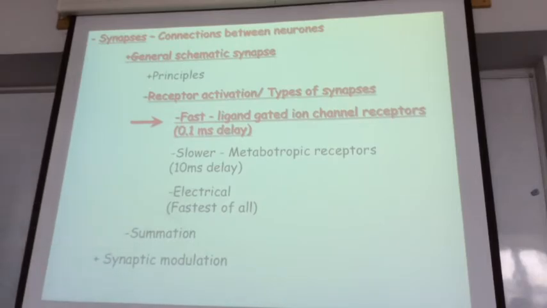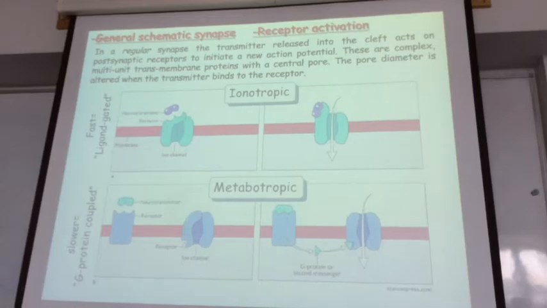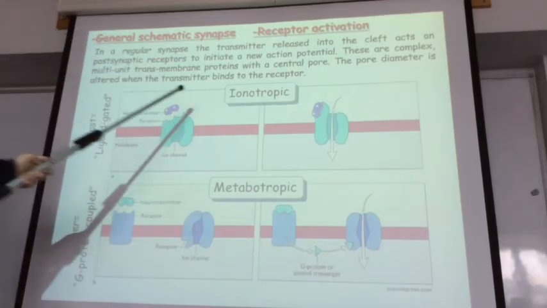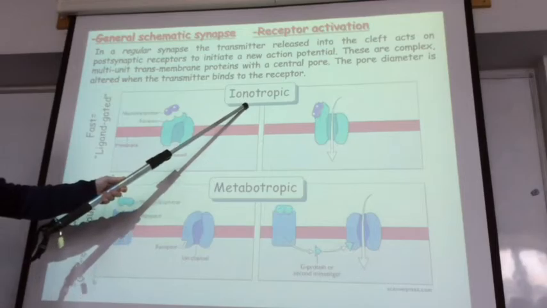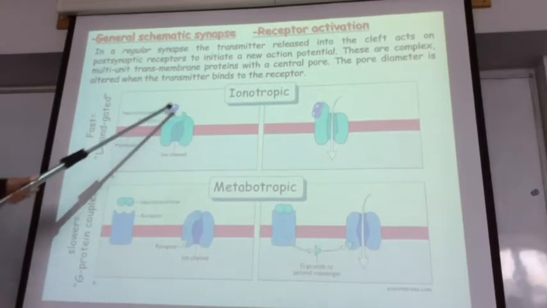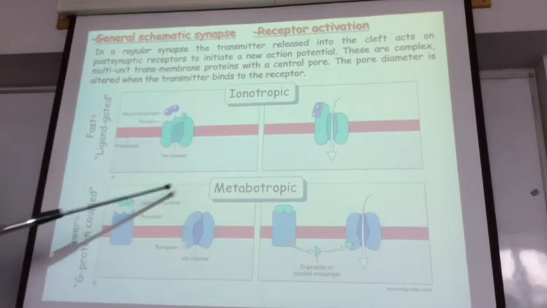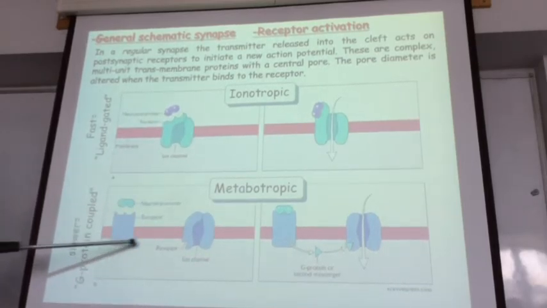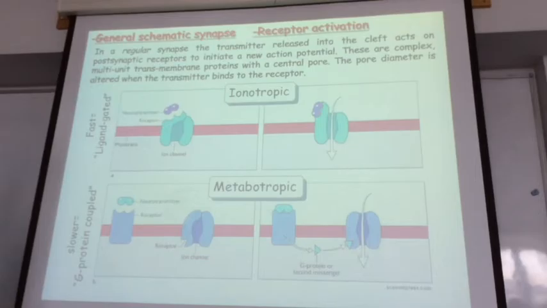So I've just got a couple more details about the difference between ionotropic, which are the fastest, the receptors which are found in the fastest synapses, and that's when you have an ion channel and a receptor all in one. And then the metabotropic, where you have a receptor and an ion channel separately. And that takes a little bit longer to take place.